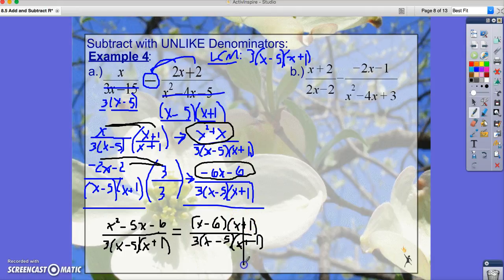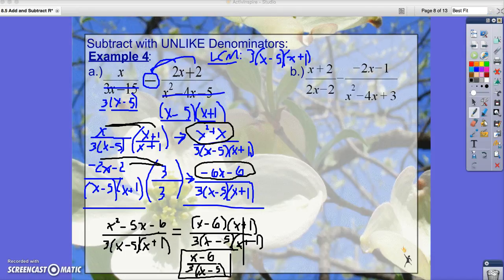Now we could cancel out the x plus 1s. So here's my final answer, x minus 6 over 3, x minus 5. And that's my final answer. All right, so that's what happens when we're sort of putting everything together.